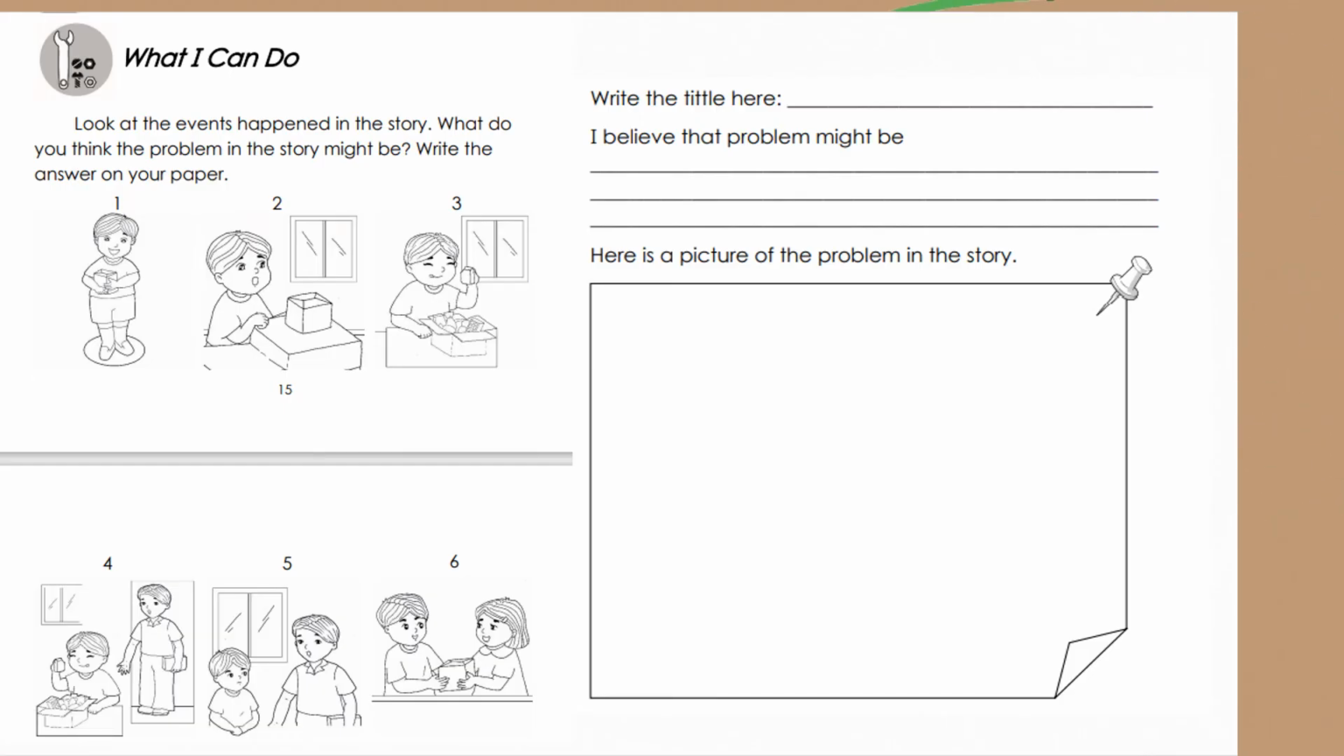For what I can do, look at the events happened in the story. What do you think the problem in the story might be? Write the answer on your paper. And then, write the title here. I believe that the problem might be. Here is a picture of the problem in the story.